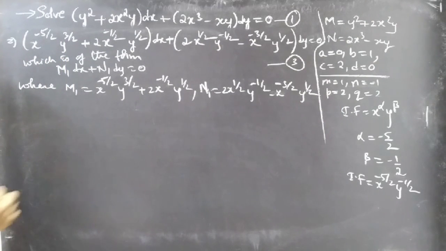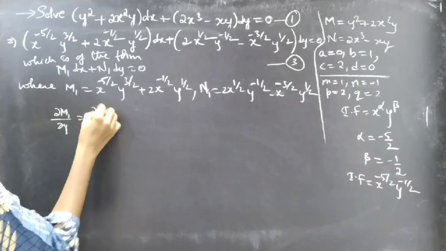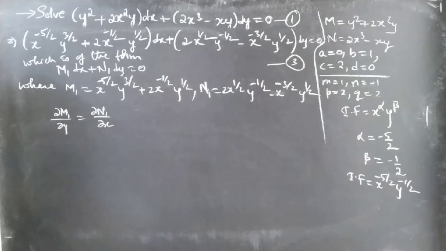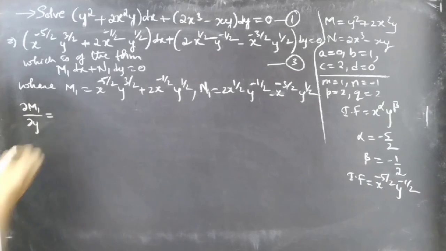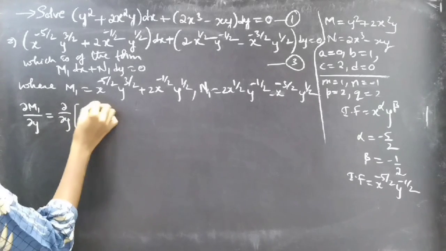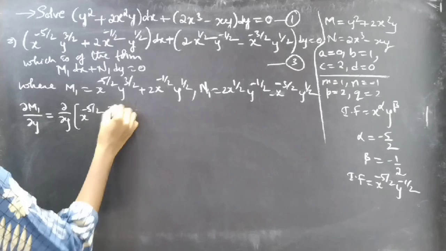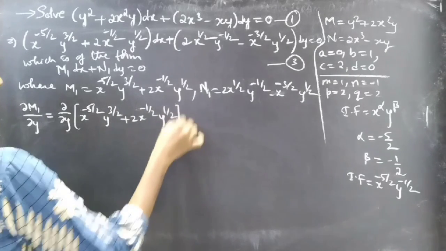Now we can say that equation 3 is exact if the partial derivative of M1 with respect to y equals the partial derivative of N1 with respect to x. So let's now find the partial derivatives of M1 and N1. I'll begin with the partial derivative of M1 with respect to y, which is ∂/∂y of x^(−5/2) y^(3/2) + 2x^(−1/2) y^(1/2), right?